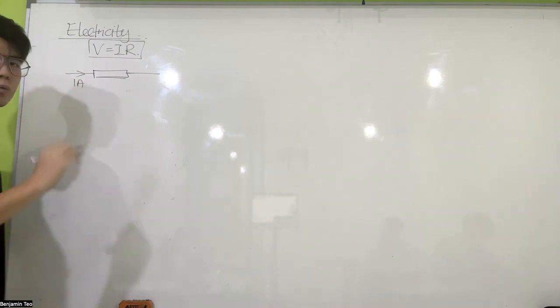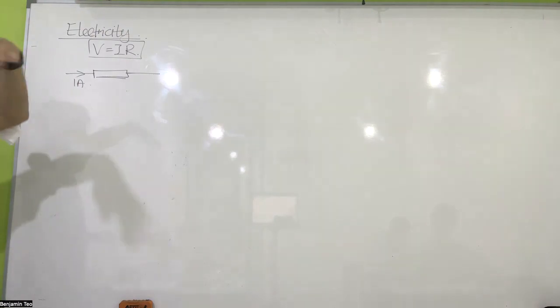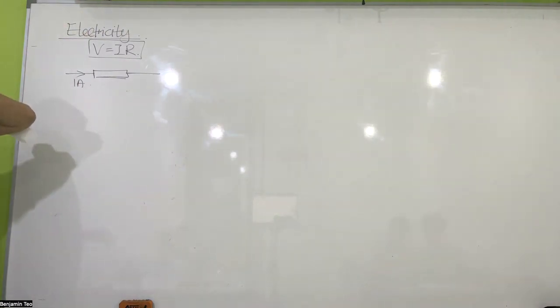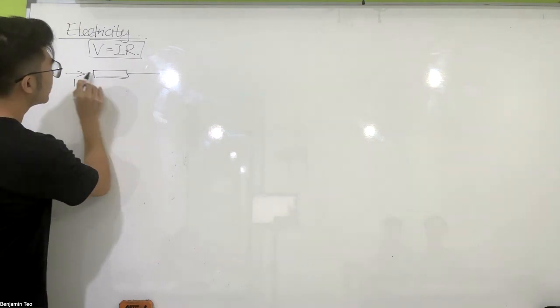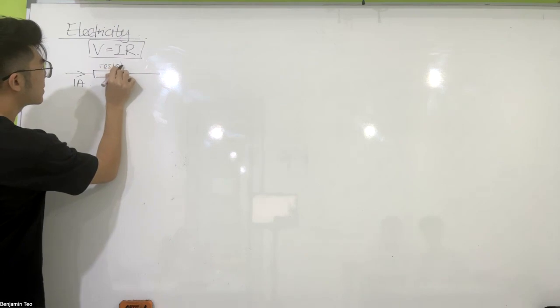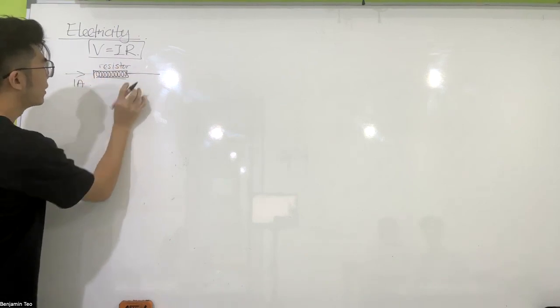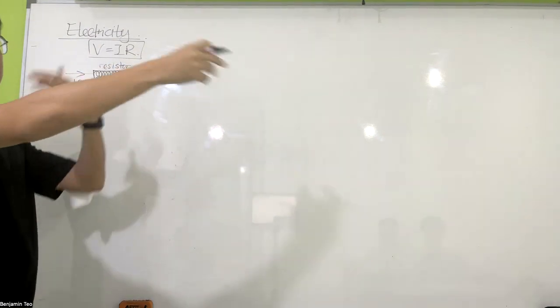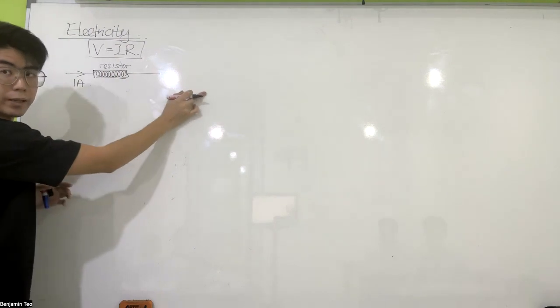Let's recall back a bit. What is current again? Current is electron flow. If you have electron flow, you have current. It's a flow of charge. So current is flowing through this resistor. When I say resistor, it's basically made of a coil of wire. Think of it like a coil of wire, a few meters in length. I make it into a coil and then let the current flow through it.